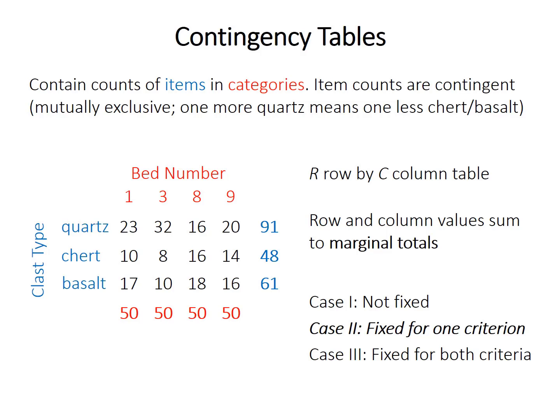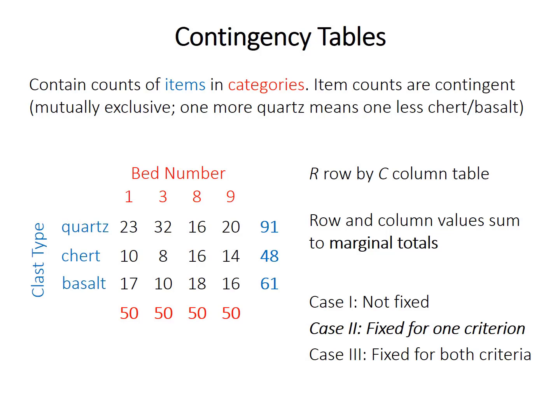Some other terminology: if you add up the values in each row, they will sum to something called a marginal total, named because they're the margins of the table. There are marginal totals for the columns as well. So the marginal totals can take on three different cases. In case one, neither marginal total is fixed prior to doing your study.